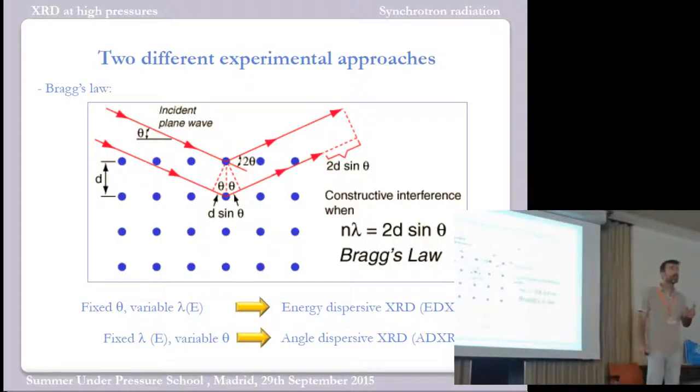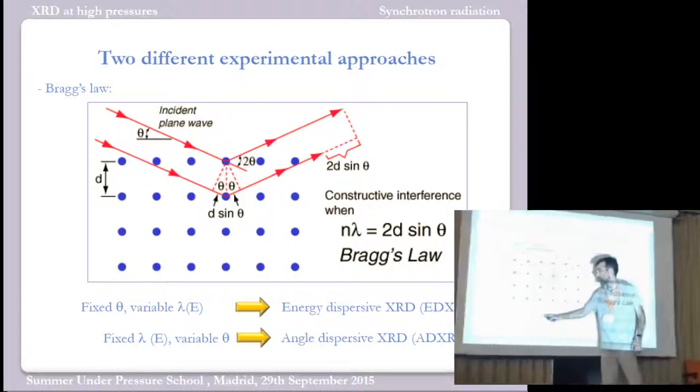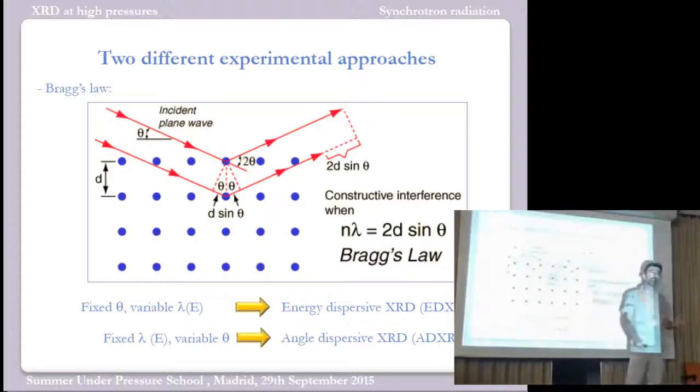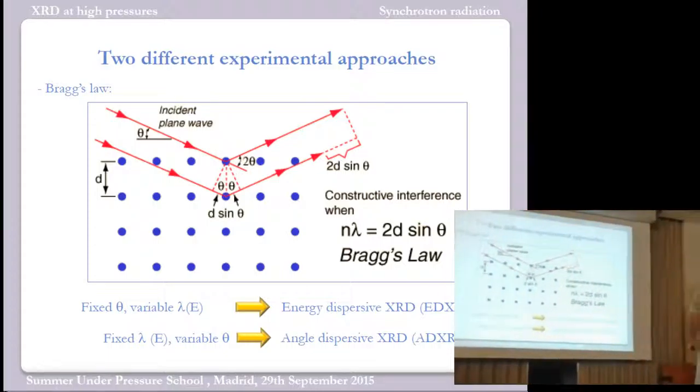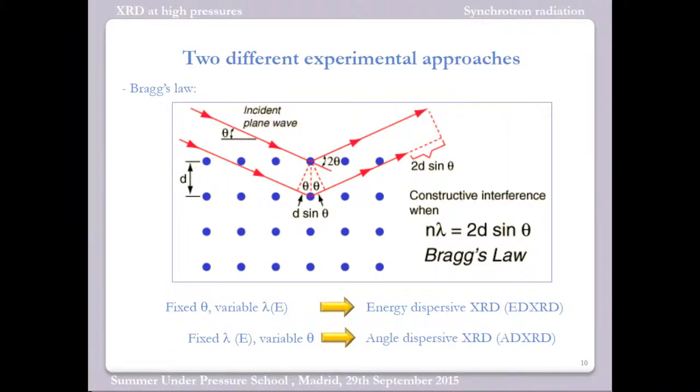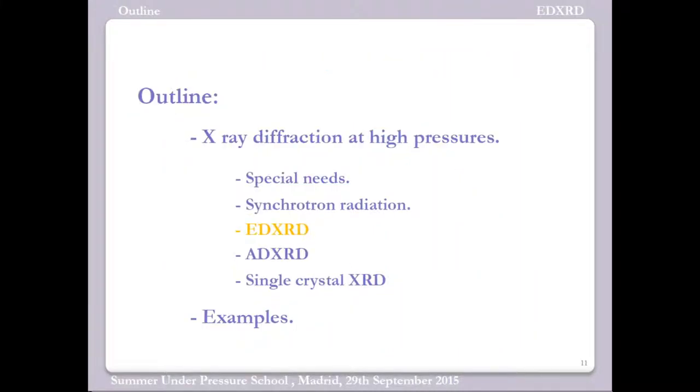But in a synchrotron, we also have the possibility of fixing the angle and studying what is happening when the energy of the wavelength is varied. So we have two kinds of experiments that can be performed: energy dispersive X-ray diffraction experiments, and also angle dispersive X-ray diffraction experiments. I'm going to speak first about energy dispersive X-ray diffraction.